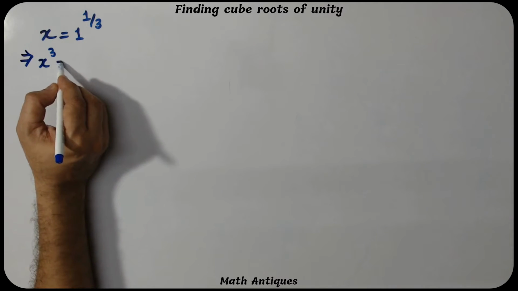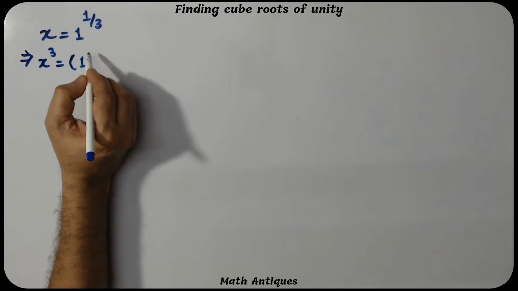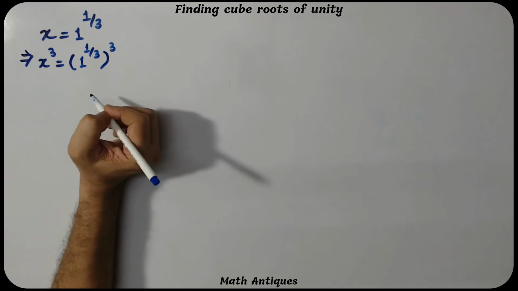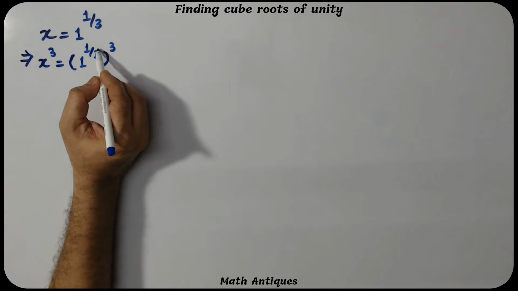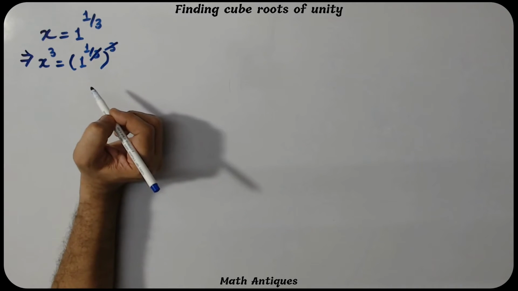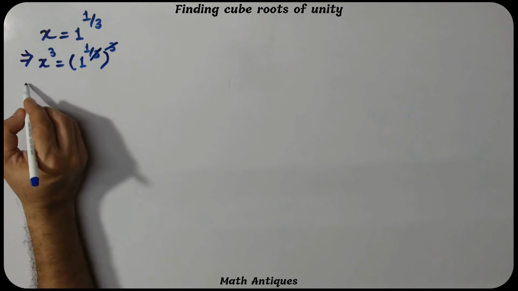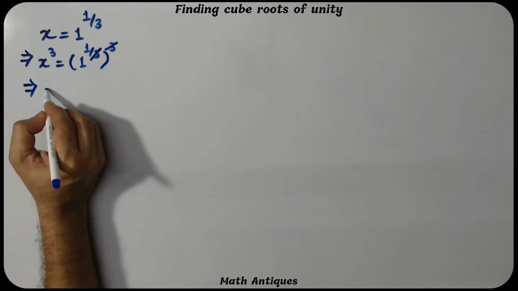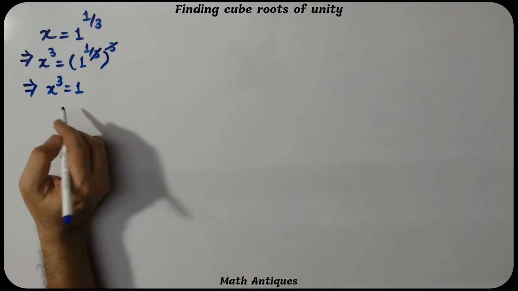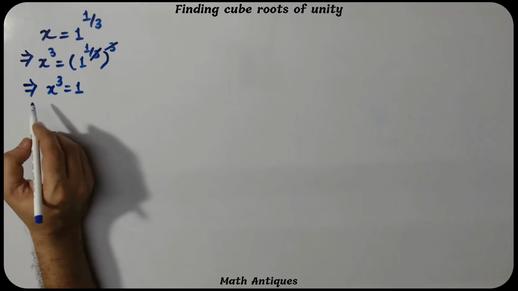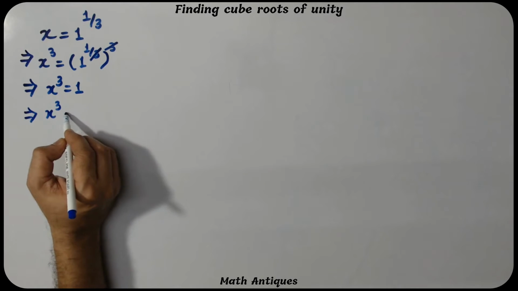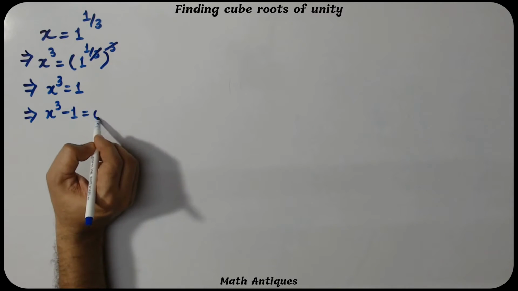So x raised to 3 is equal to 1 raised to 1 by 3 whole cube. So that what will happen, ये 1 by 3 का जो डिनोमिनेटर 3 है वो और ये पावर 3 दोनों का प्रोडक्ट हो जाएगा और वो कट हो जाएगा, कैंसल हो जाएगा. सो नाउ वी आर लेफ्ट विथ x क्यूब इक्वल टू 1. नाउ टेकिंग दिस 1 ऑन द लेफ्ट हैंड साइड, उससे हमारा एक क्यूबिक इक्वेशन बन जाएगा x क्यूब माइनस 1 इक्वल टू 0.